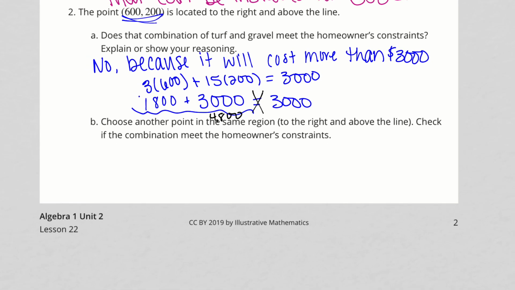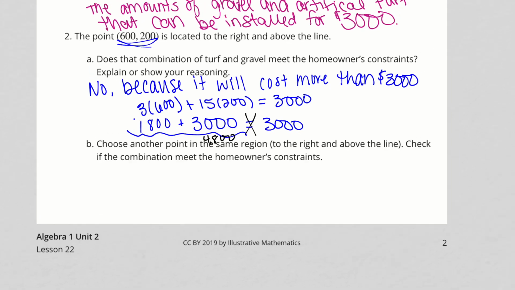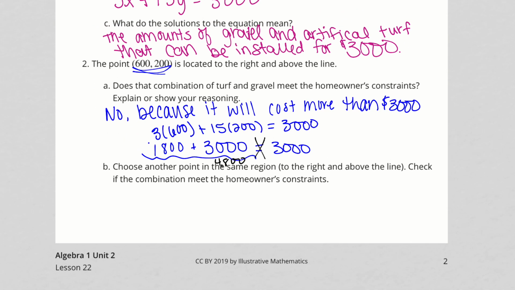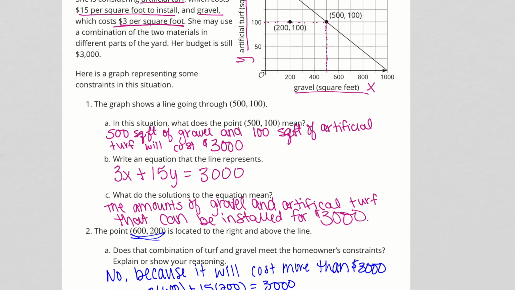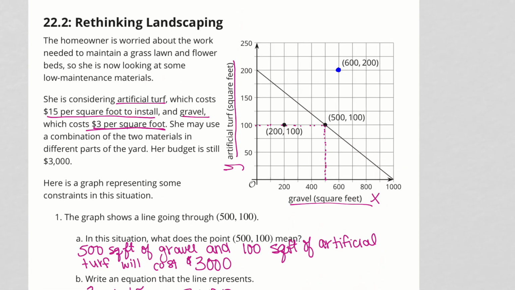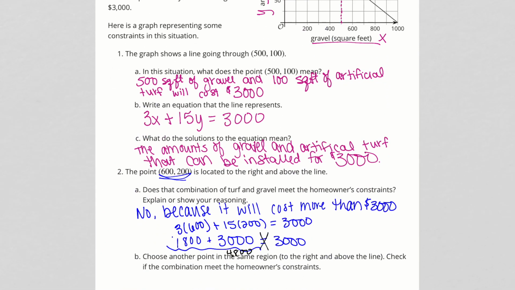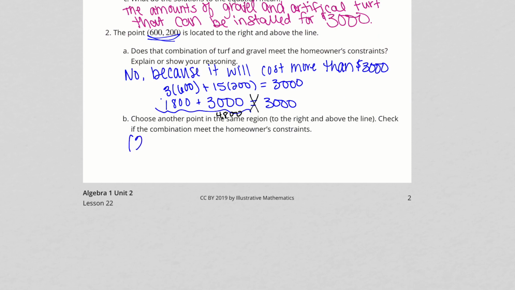Choose another point in the same region to the right and above the line. Check if the combination meets the homeowner's constraints. So I'm going to go up here. I'm going to pick another point. Let's say 250, 1,000. Let's pick the farthest point up there. So we choose 1,000 to 250. We plug it into our equation.